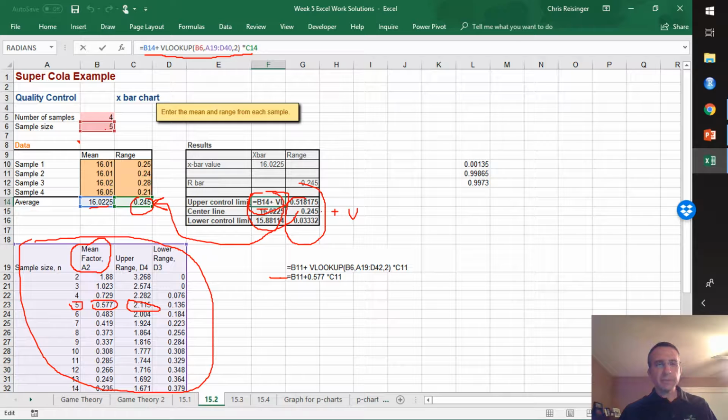The VLOOKUP function does this lookup for us. So this VLOOKUP says, take a look at B6 right here, this 5, and then look in this table, A19 through D40. That's what this table is right here. Find the 5, which is right there, and then give me what's in column 2, which is the mean factor right here. And then we're going to multiply that times our average range. That's how we figure out the upper control limit. The lower control limit is the exact same thing, only we would have a minus right there.